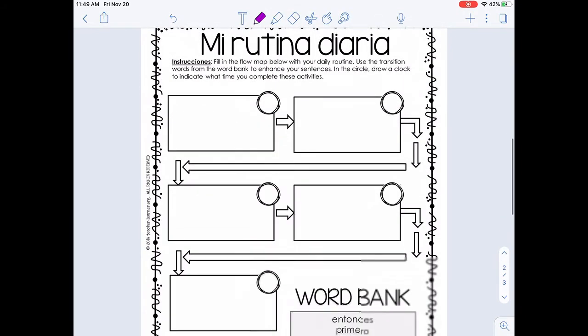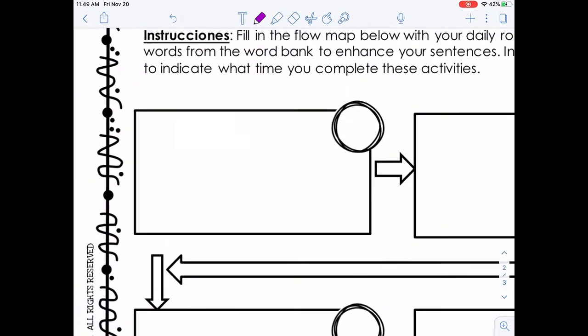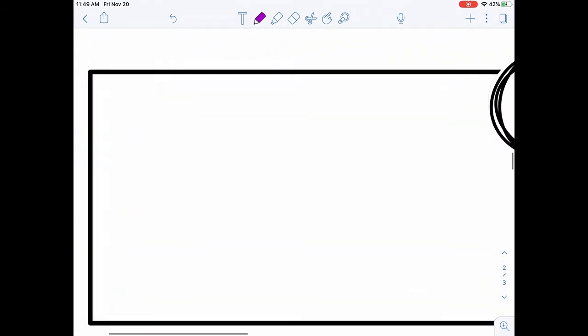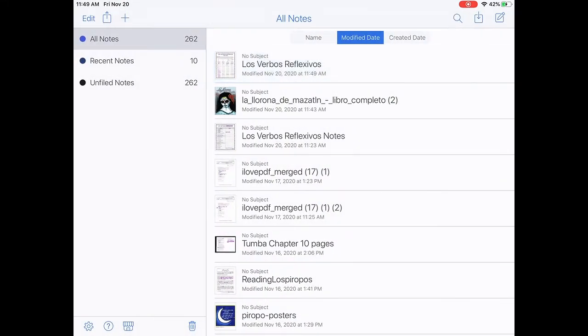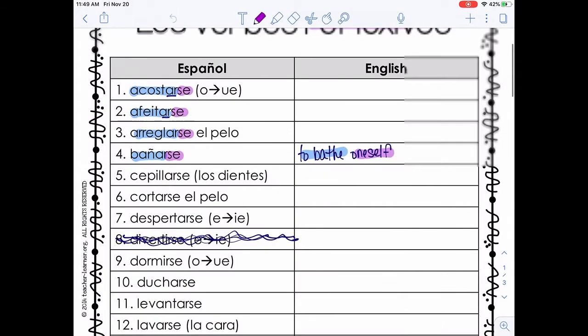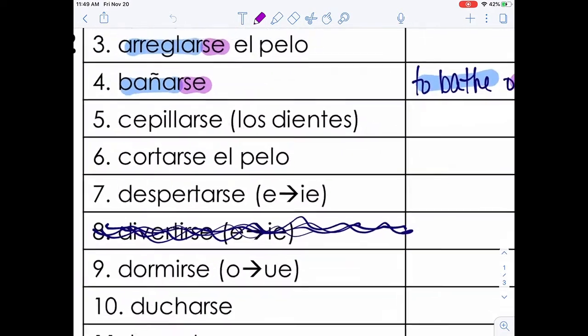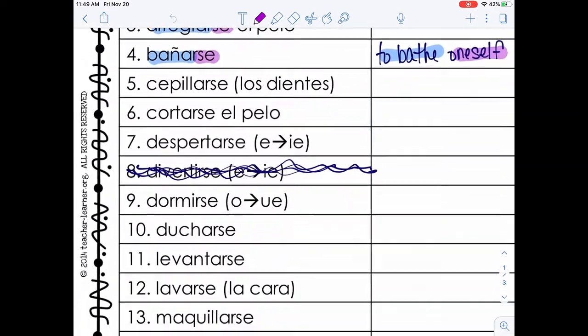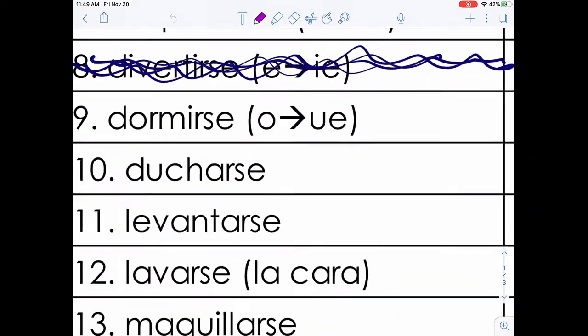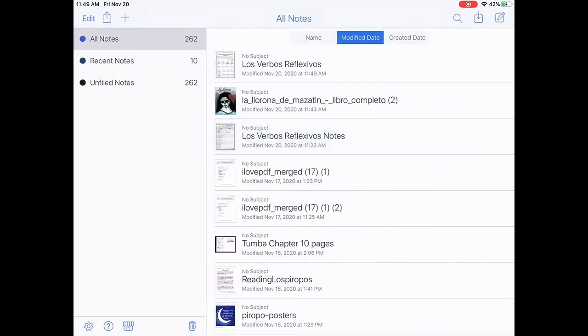Now, we're going to fill in the flow map with your daily routine. So the first thing we would talk about is, there's a difference between waking up and getting up. So yeah, number 7 is to wake up, right? And number 11 is to get up. So we could say first that we wake up.